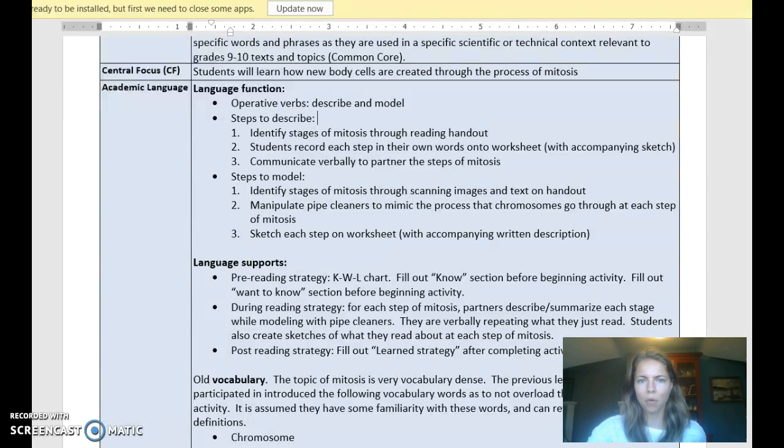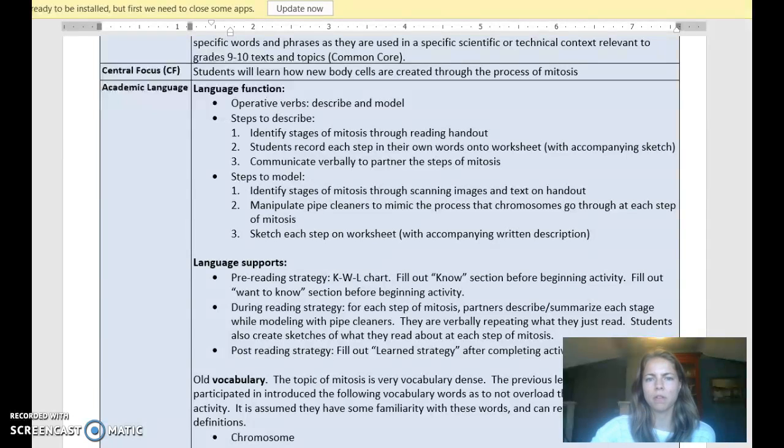So that's how the students will be describing the activity or describing the steps of mitosis. And then the steps to model would be 1, identify stages of mitosis through scanning images and text on the handout. 2, manipulate pipe cleaners to mimic the process that chromosomes go through at each step of mitosis. And then 3, sketch each step on the worksheet with accompanying written description.